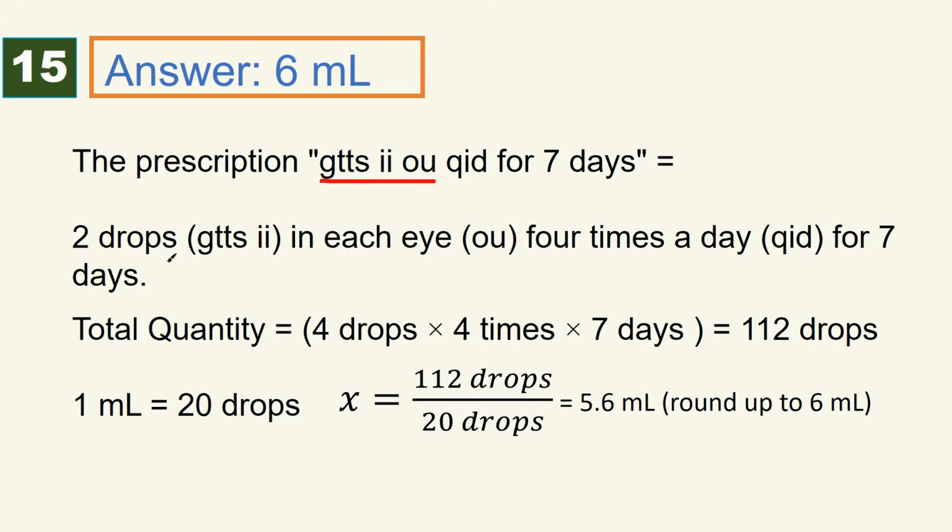GTT 2 OU means 2 drops in each eye. OU means both eyes. 4 times a day for 7 days. If you do that, total drops will be 112 drops. And now by default, 1 milliliter has 20 drops. So 112 drops divided by 20 drops, that gives you 5.6 mils. That is equivalent dose.